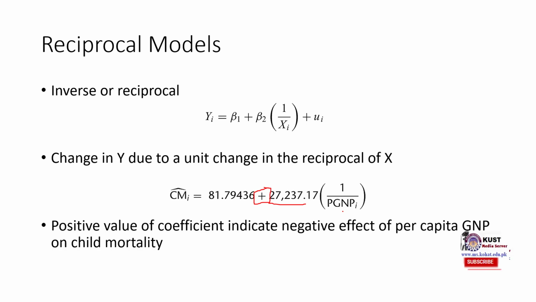When the per capita GNP would increase, there would be more spending on health, and health facilities would become better, and the child mortality would decrease. So in case of reciprocal, the sign should be inversely interpreted. So in this case, a 1 unit increase in per capita GNP would decrease the child mortality.